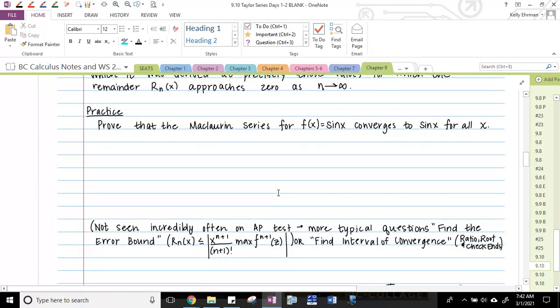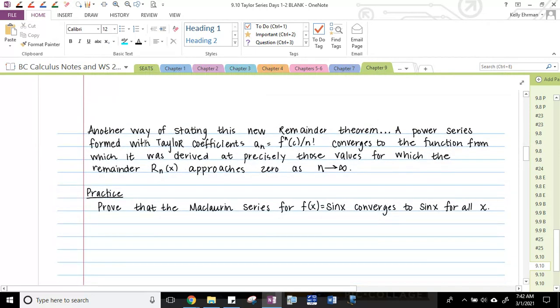So this paragraph kind of restates that. Again, if you form a power series with Taylor coefficients, so if you have a Taylor series, then that Taylor series will converge to the function from which it was derived. So it will converge to e to the x or sine x or whatever for all of the values in the interval of convergence.